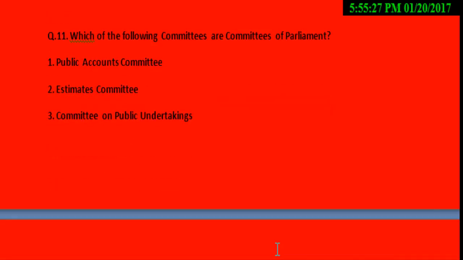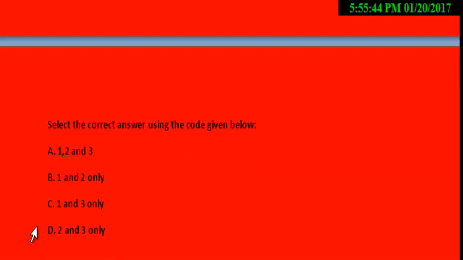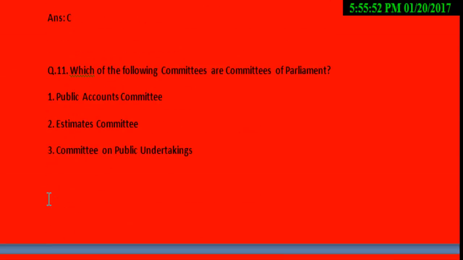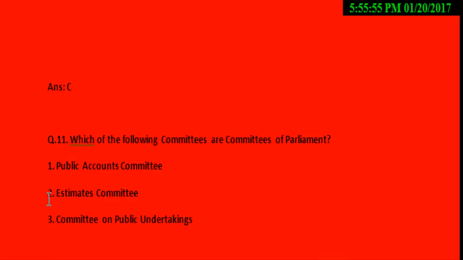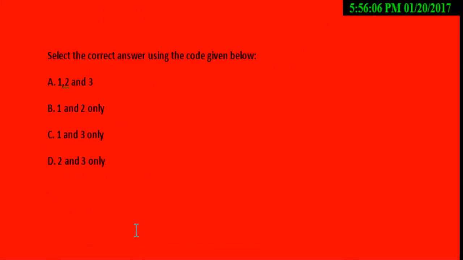Which of the following committees are committees of Parliament? Public Accounts Committee, Estimates Committee, Committee on Public Undertakings. So you need to choose some options from this: 1, 2 or 3, 1 and 2 only, 1 and 3 only, 2 and 3 only. You can have a quick look at this as well. Public Accounts Committee, Estimates Committee. You can pause the video for this question and then answer. So your answer is A.